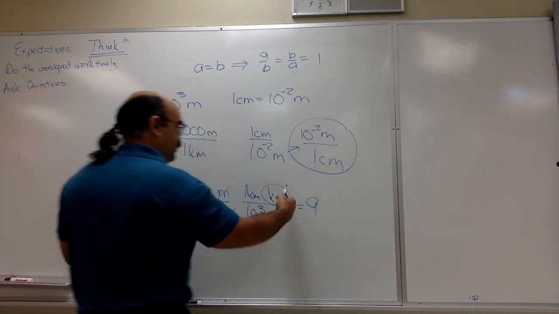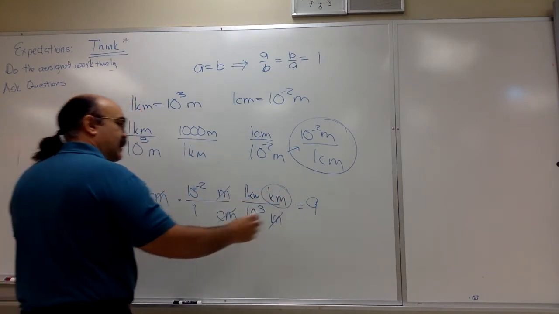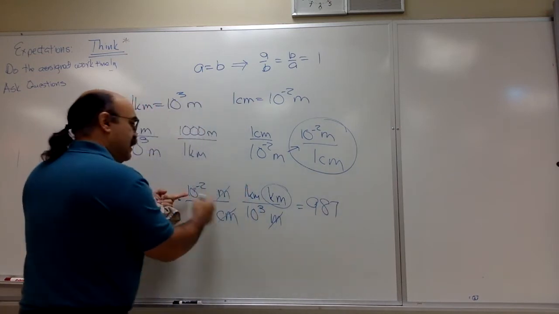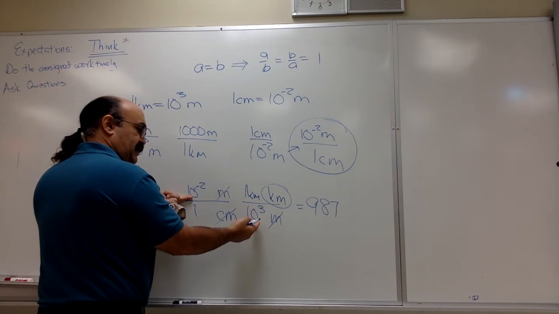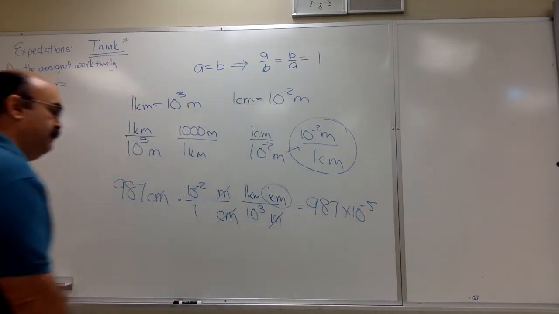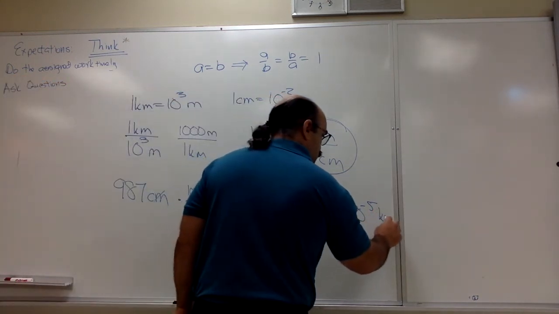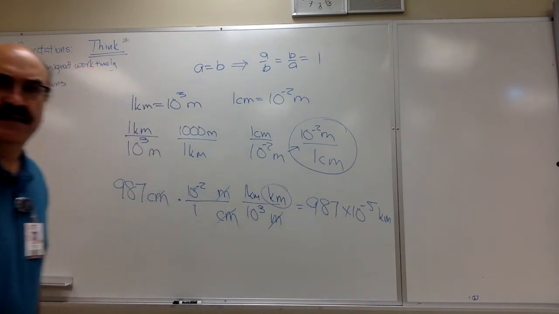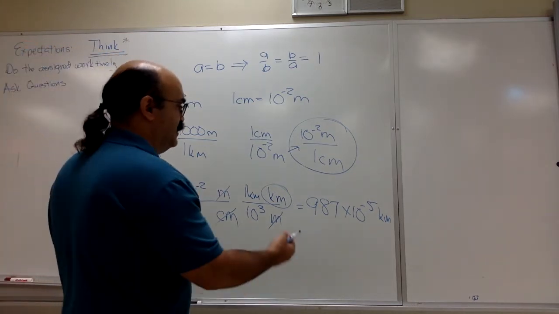Quickly in my head, I've dealt with my units, so I know I'm ending up with kilometers. I'm going to have 987. I deal with my powers of 10. 10 to the negative 2 divided by 10 to the third gives me times 10 to the negative 5. And that would be kilometers. That is not correct in the fact that it's not correct scientific notation. The answer is correct, though.